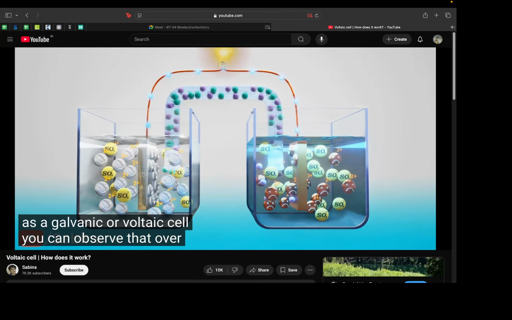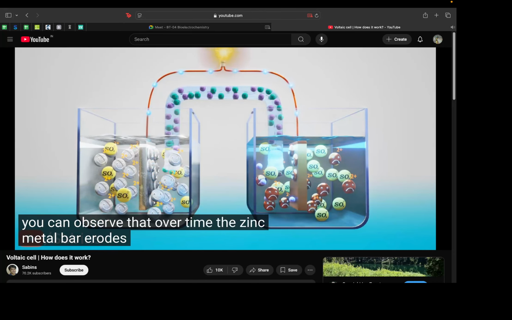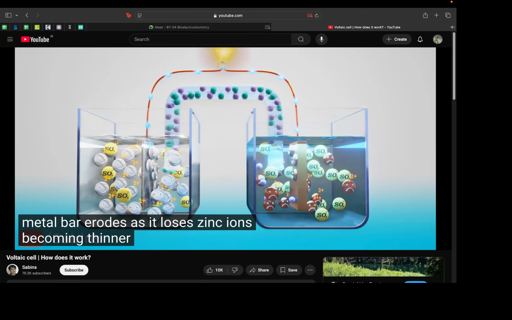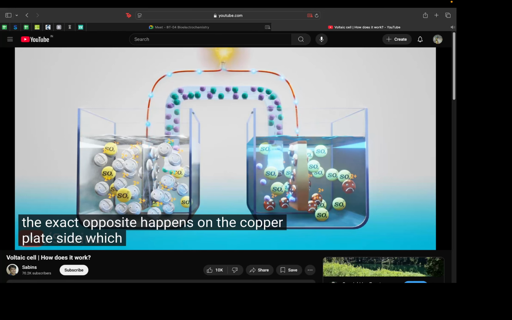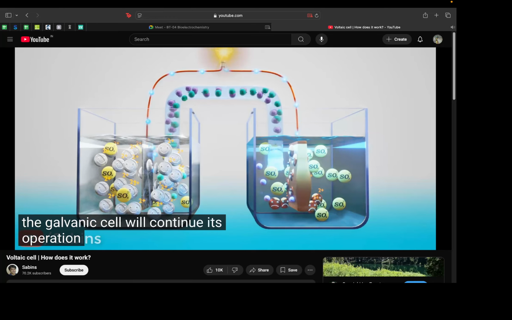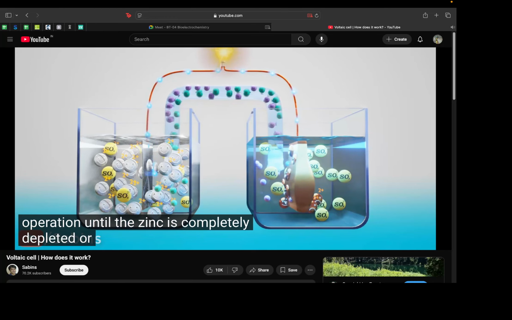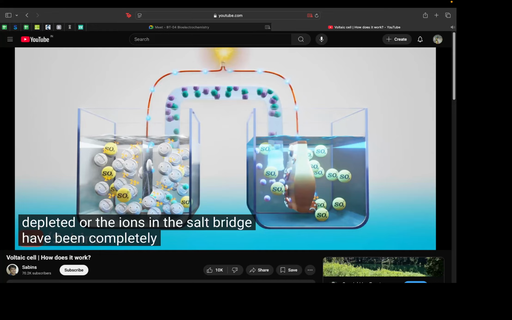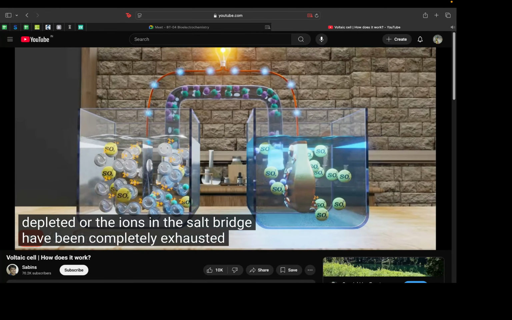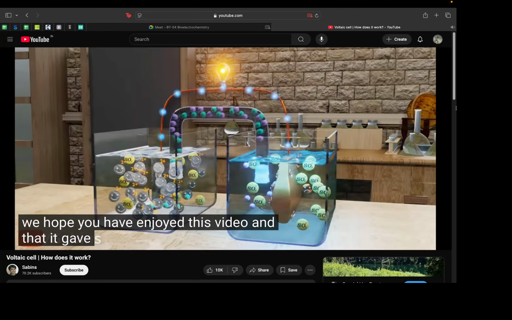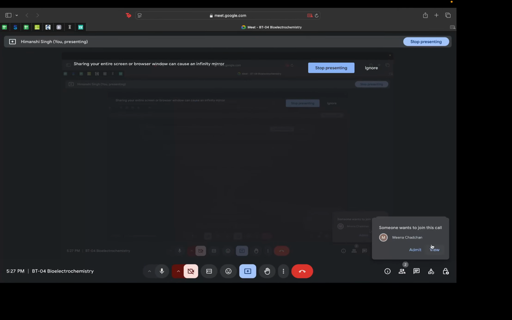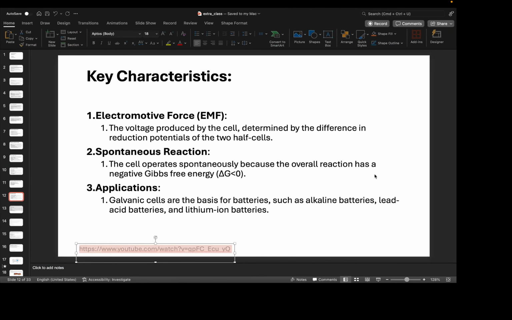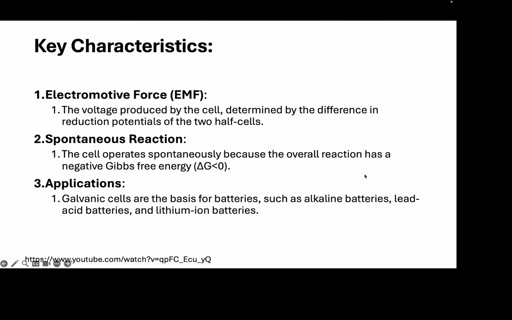You can observe that over time, the zinc metal bar erodes as it loses zinc ions, becoming thinner and thinner. The exact opposite happens on the copper plate side, which becomes thicker. The galvanic cell will continue its operation until the zinc is completely depleted or the ions in the salt bridge have been completely exhausted. We hope you have enjoyed this video. So this is the basis of the galvanic cell.